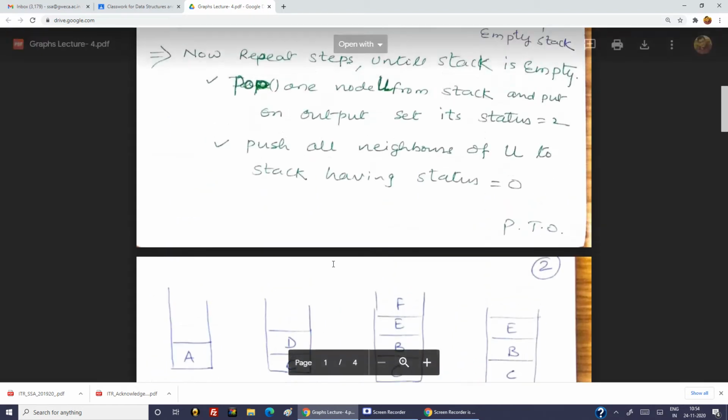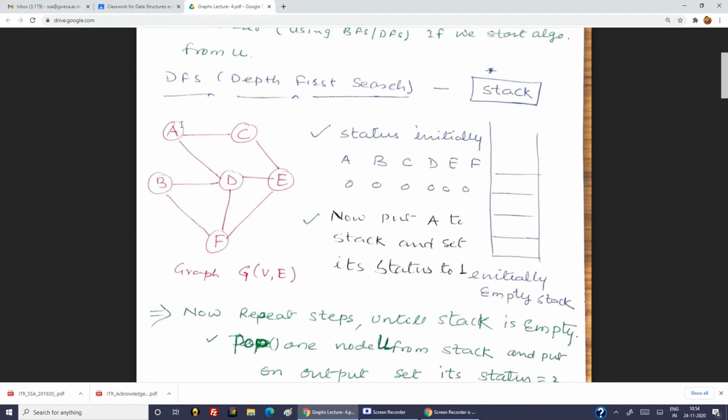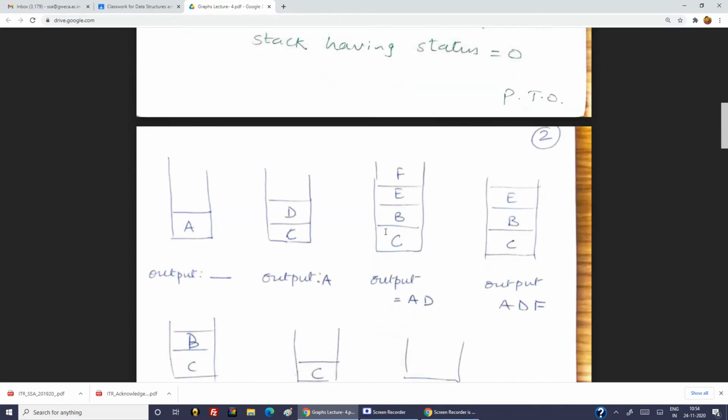And then neighbors of D. So neighbors of D are B, E, F, A also, but A is not having status 0. So B, E, F have status 0. These are pushed one by one to stack in any order. So I have pushed B, E, F. Their status will now change. They will become status 1.